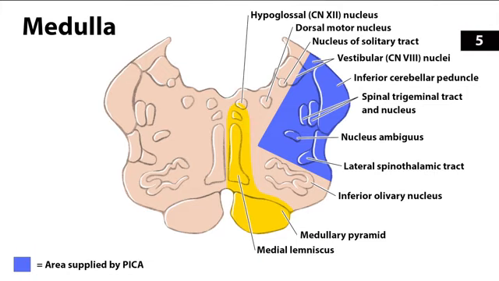Then the next question says, which vessel is most likely occluded in a patient with a stroke of the lateral medulla? Well, the lateral medulla is supplied by the PICA, the posterior inferior cerebellar artery. You might also hear this called PICA syndrome. And if you look at all the structures there, you can see how it causes all these deficits.